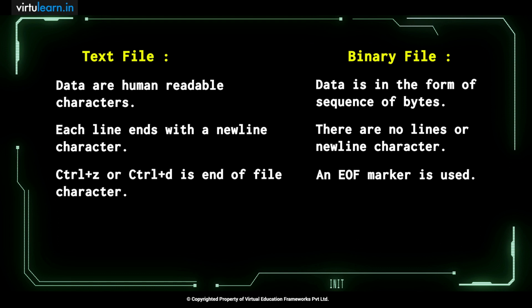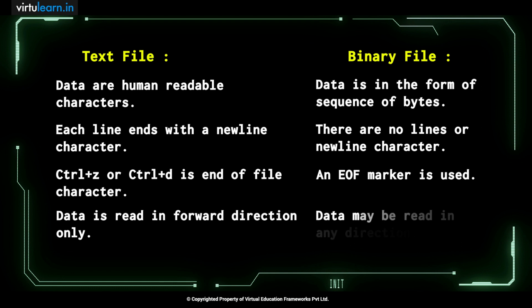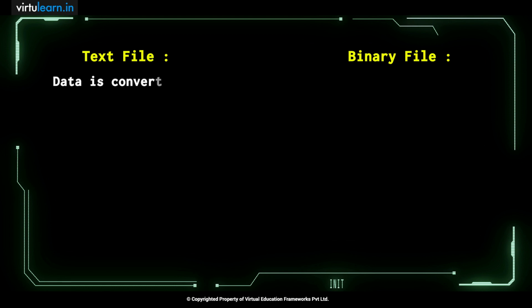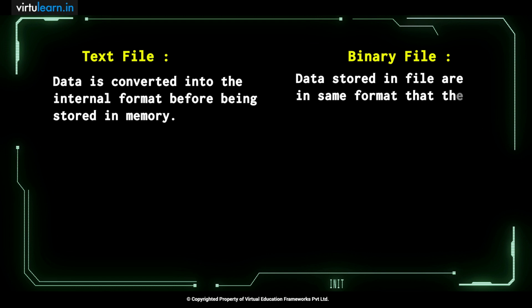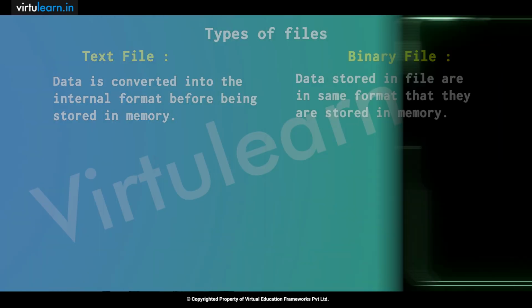In a text file, data is read in forward direction only. In a binary file, data may be read in any direction. The last, fifth point: in a text file, data is converted into the internal format before being stored in the memory, whereas in the binary file, data stored in the file are in the same format that they are stored as in the memory. So these are the differences between text file and binary file.